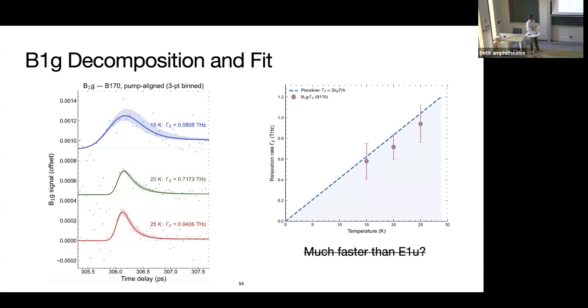But what this is a plot of is the relaxation rate versus temperature for the B1G relaxation rate, which we get by doing multiple pulse experiments and looking at the symmetric and anti-symmetric combinations of the nonlinear response that comes out. And so this is the relaxation rate of this B1G deformation that, if you were thinking about hydrodynamics, B1G is proportional to viscosity in the system, right?